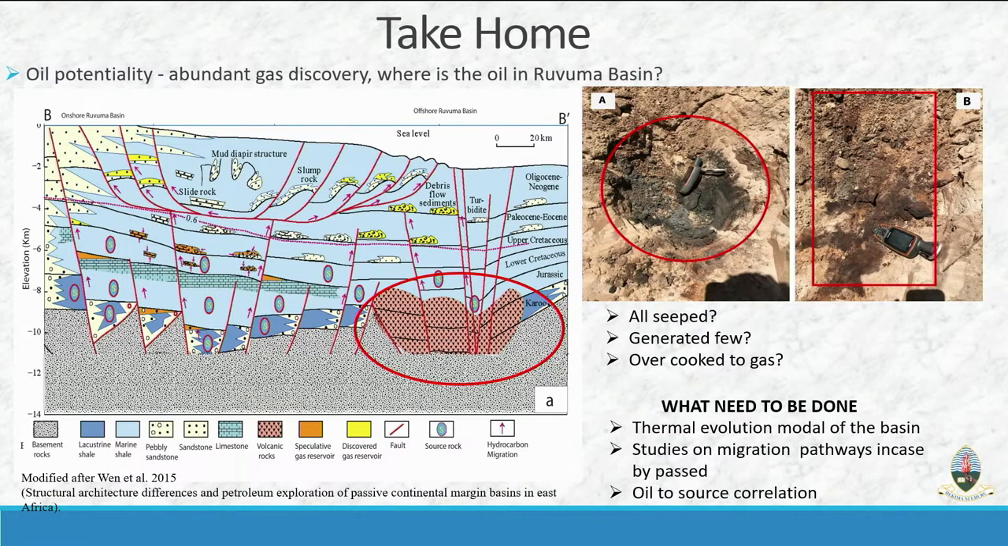As a result of all of this, there is also a need to understand the thermal evolution models of the East Africa systems. We know that in the Cenozoic, volcanism had an effect. So we need to understand how much temperature this source rock was subjected to. Is it still taking place? Is it still active? That's what we need to ask ourselves. All in all, Ruvuma Basin shows oil potentiality.